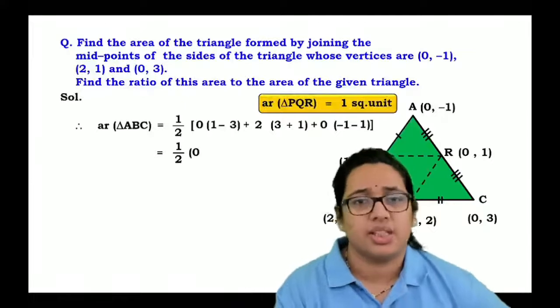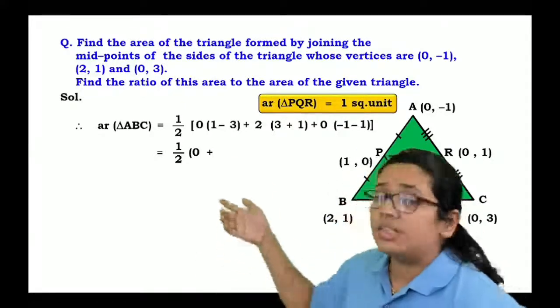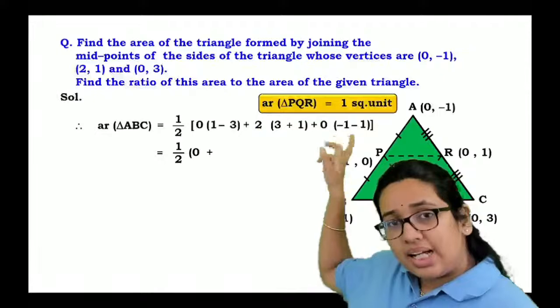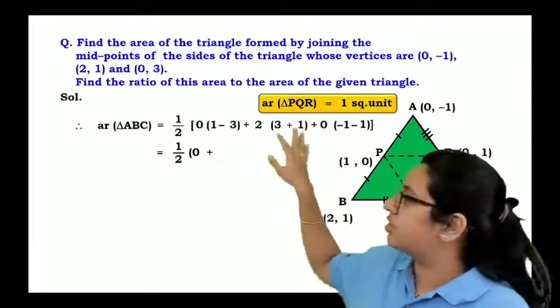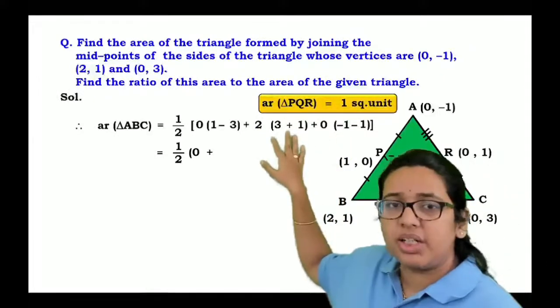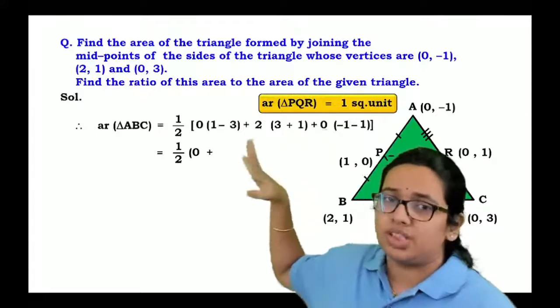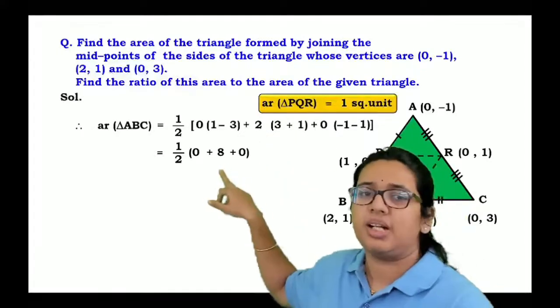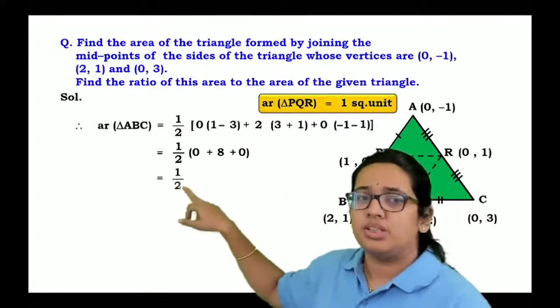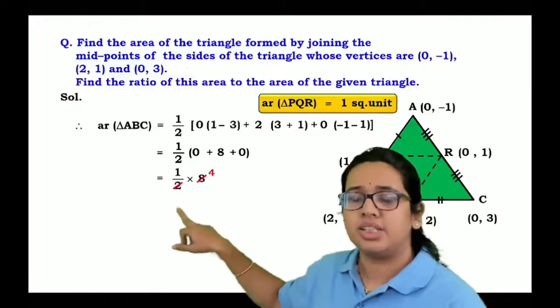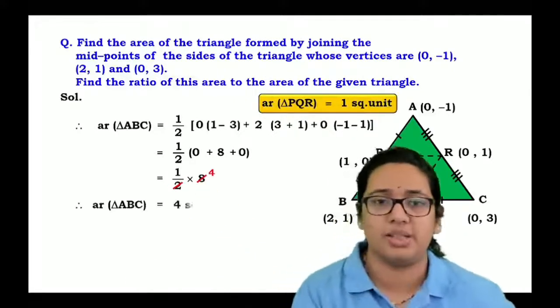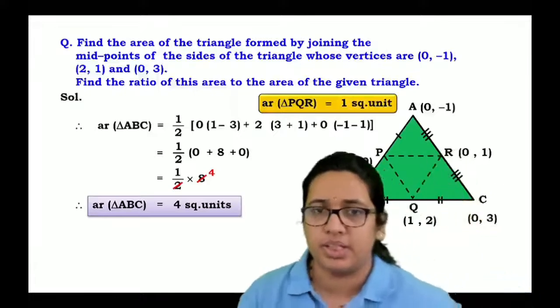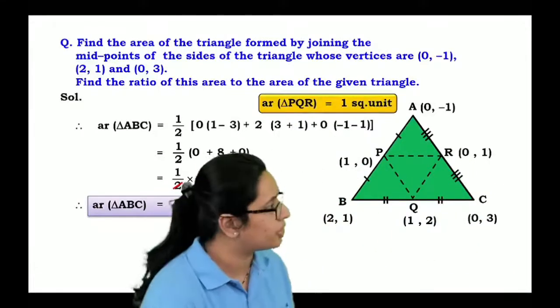So of course, the first one's value will be 0. Similarly, the last one's value will also be 0. So just the second one we will simplify. 3 plus 1 will give you the answer 4, and 4 into 2 is nothing but 8 plus 0. So 1/2 of 8, which is nothing but the area of triangle ABC, will be 4 square unit. Area of triangle ABC is 4 square unit.